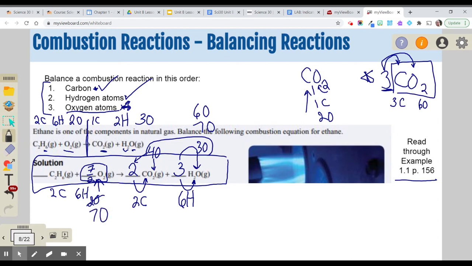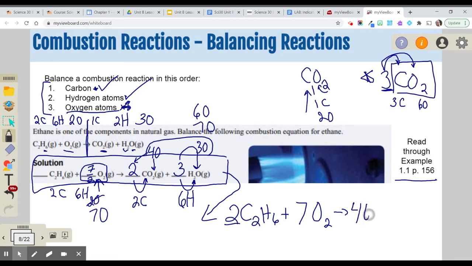Now, if you don't like working with fractions, one thing you can do, the next step, would be you could multiply all those coefficients by 2, and you would then have 2 C2H6. So there was a 1 there, but you multiplied it by 2, plus 7 over 2 times 2 is just 7. And then you have 2 times 2, which is 4 carbon dioxides, and 6 waters.